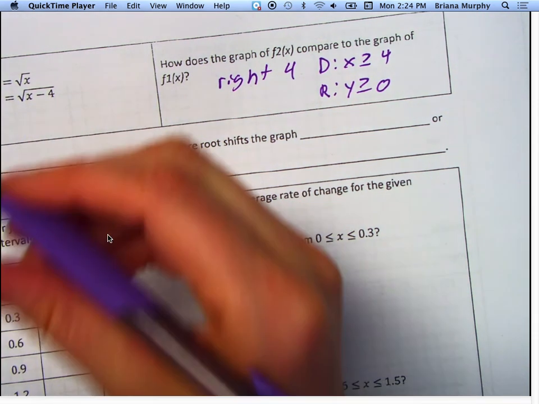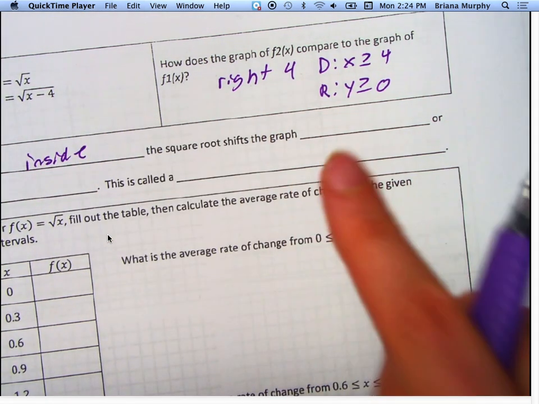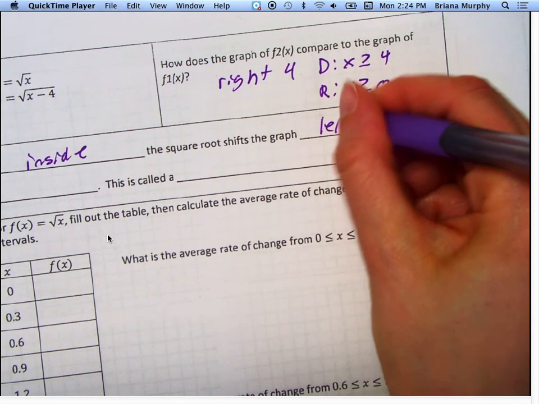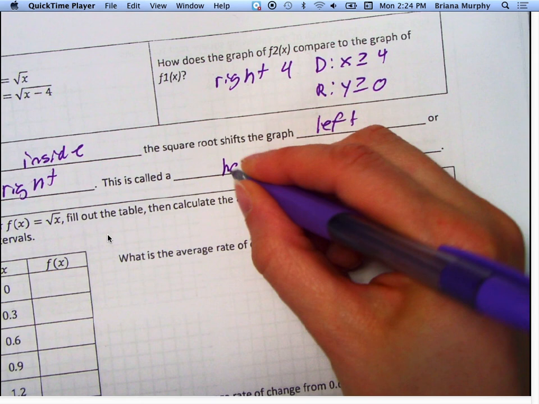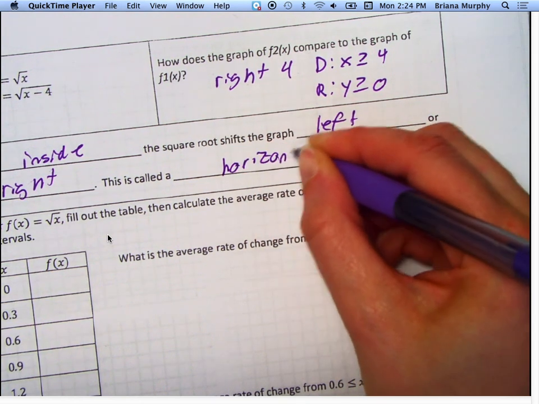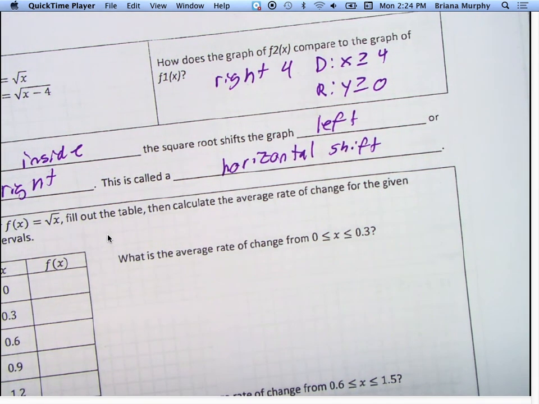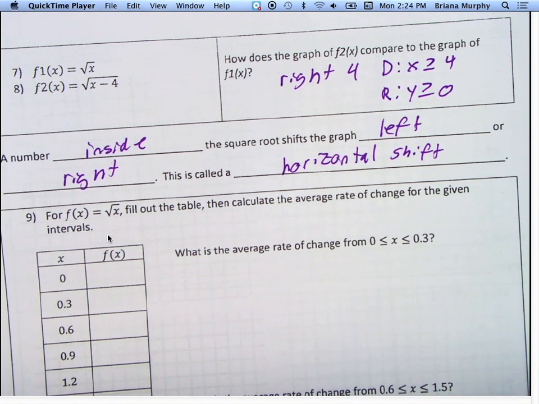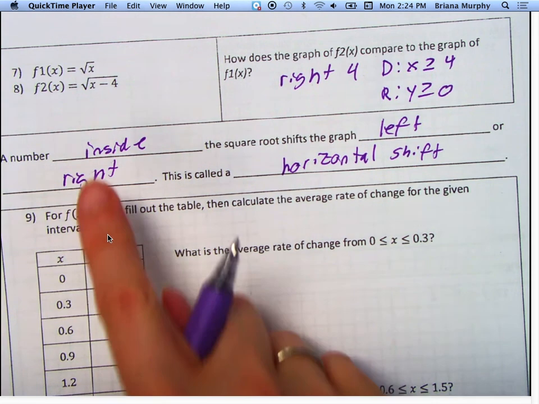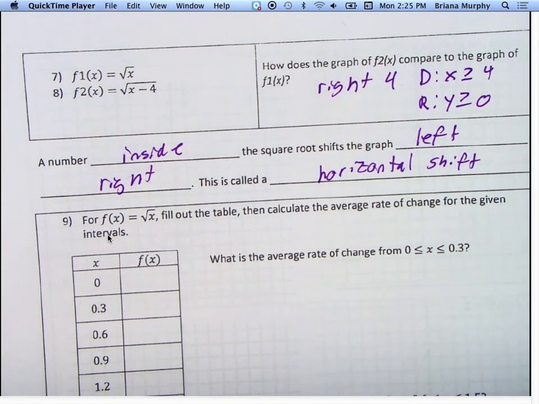So a number inside the square root of the graph makes the graph move left or right, and this is called a horizontal shift. So it's on the inside. Say that. What's the word? Inside, left, right, horizontal shift. Okay.